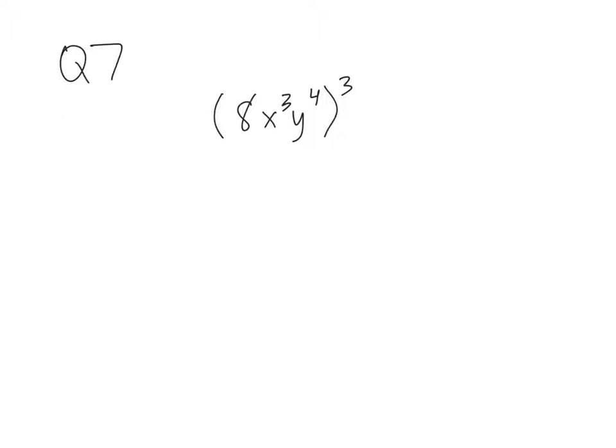Next, we have the power rule. The power rule states that if you have a power raised to a power, you're going to multiply the exponents. Now, it's important to note that if you don't see an exponent, that means technically it has an exponent of 1. So this coefficient of 8 technically has an exponent of 1. So we're going to distribute this power of 3 to everything. So we're going to be multiplying it all.